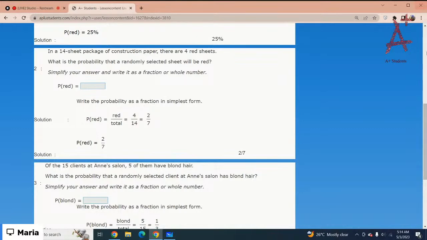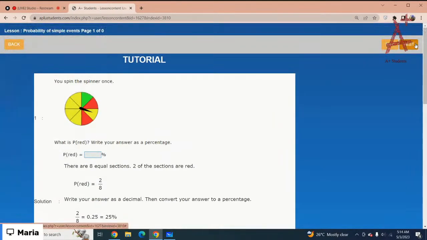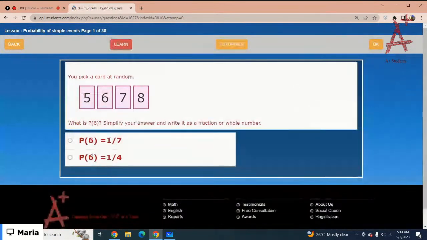Let's just start with the test questions. Okay, you pick a card at random. What is the probability of getting 6? So which is the correct option, 1/7 or 1/4? Please write the answer in the chat box. You have a total of 4 cards and just one is 6. It would be then the probability of 6 is 1 out of 4. So it would be the second option. The second option is the correct one.